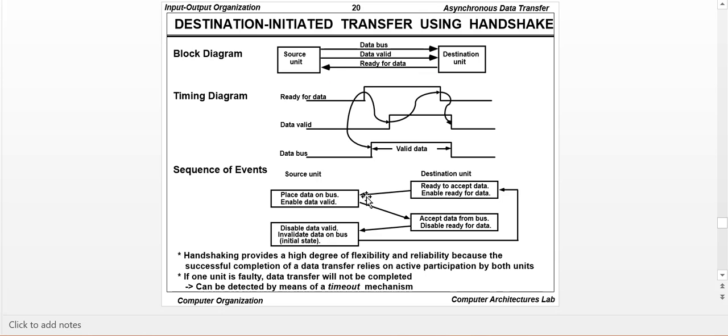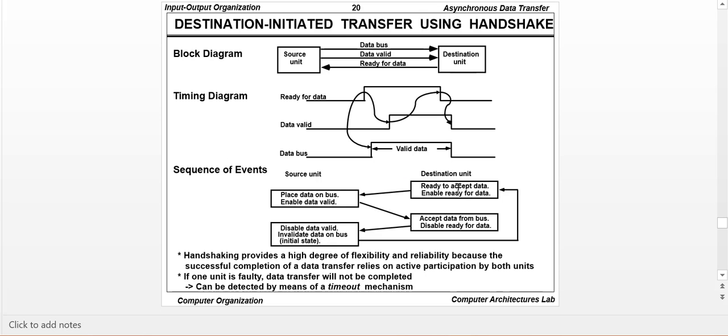And then the source unit will place the data in the data bus, and after a delay it will enable the data valid signal. Then after some time, once valid data is placed, the destination unit will disable the ready for data signal, and then valid data will be transferred to the destination unit. So this is the sequence.